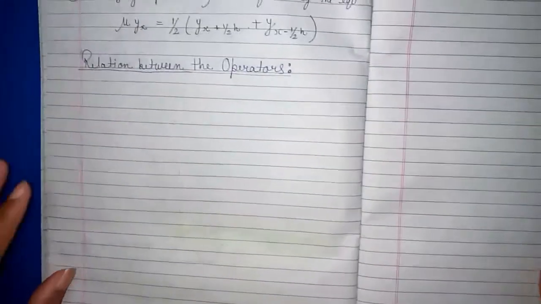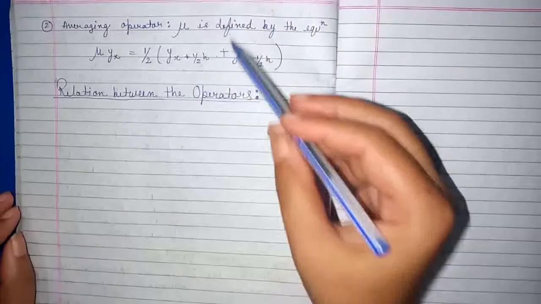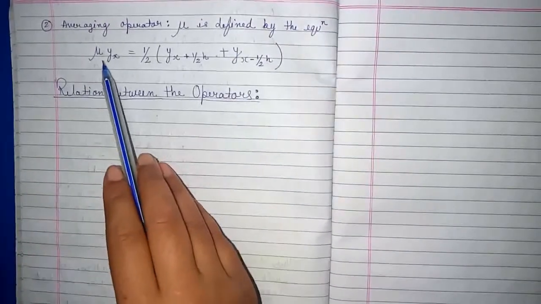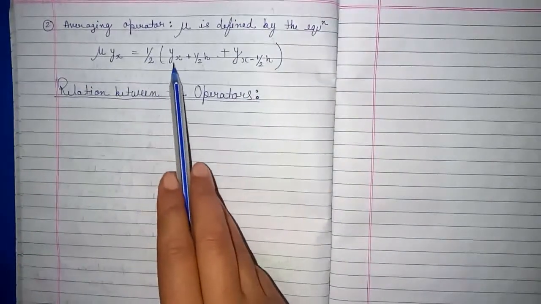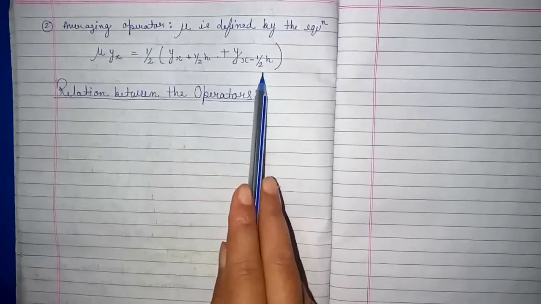Now we are going to study the averaging operator. One more operator is there, that is known as the averaging operator, and we denote it by mu, and it's defined as mu y x is equal to half of y x plus half h plus y x minus half h.